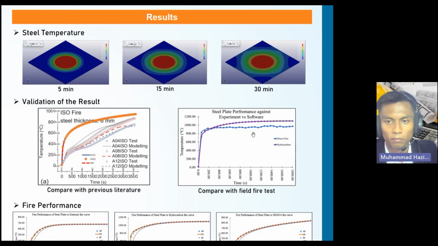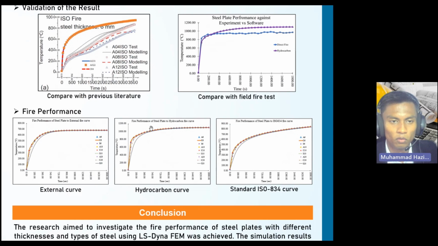Then for the second validation, I use a direct fire, which is a full fire test. You can see that agreement can be found between the two graphs. Then we move to the fire performance, which covers the external curve, hydrocarbon curve, and standard ISO curve.